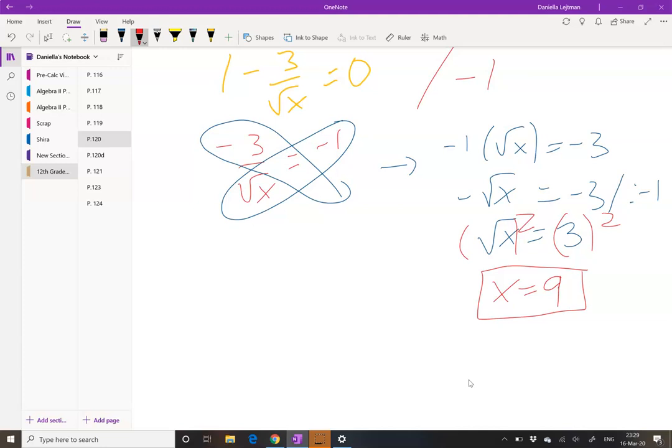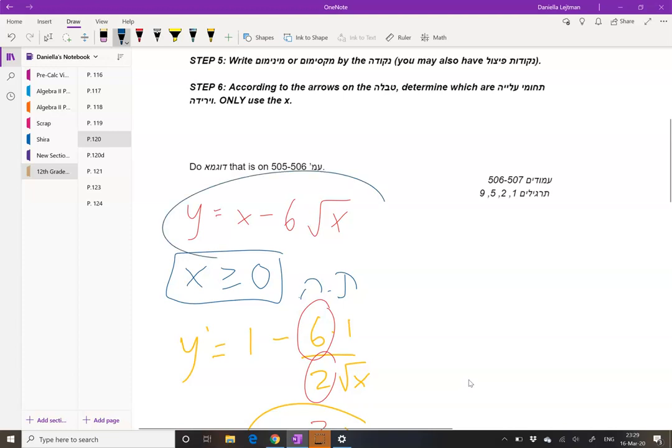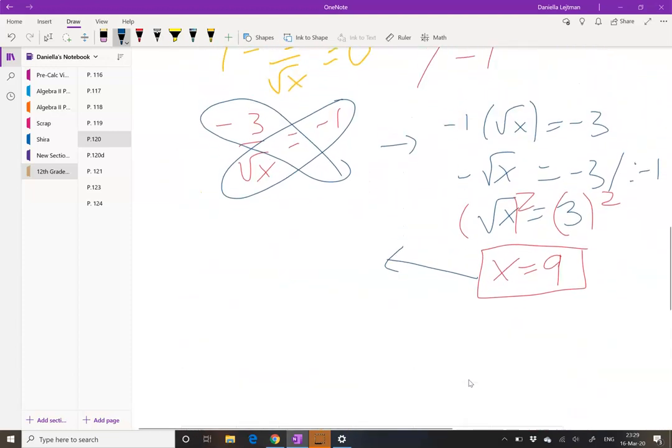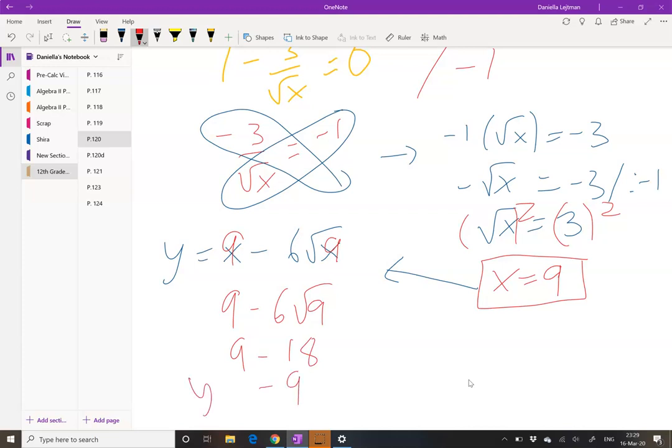How do we find the y? Good. We plug it back into the משוואה המקורית. So I go back up there and I look at my משוואה המקורית. y equals x minus 6 כפול שורש x. So I'm going to plug that in. I'm going to plug in 9 wherever I see an x. 9 minus 6 כפול 9. I'm going to plug this into my calculator. 9 minus 18. And I'm going to get negative 9. So y is equal to negative 9, which makes my נקודת השיקה 9, negative 9. Okay, that's my נקודת השיקה.